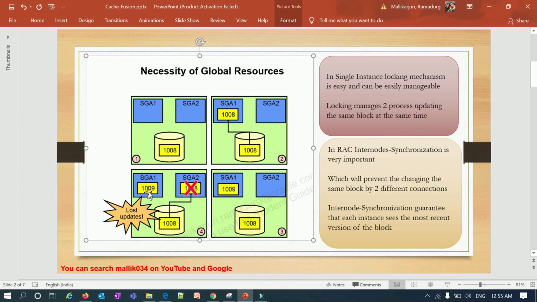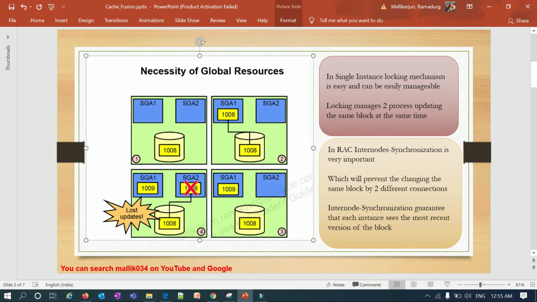Already instance 1 has modified this block and updated it as 1009, and if the other connection in instance 2 wants to modify that block, it has to get this 1009, and on top of that 1009 it has to do the modification. If it gets 1008 again and then tries to modify that one, there is no coherence and there is no synchronization between the cluster nodes.